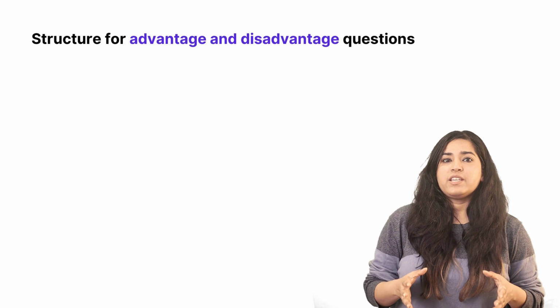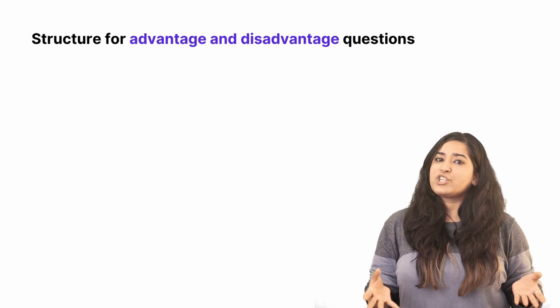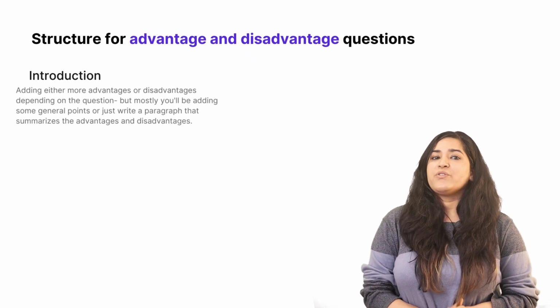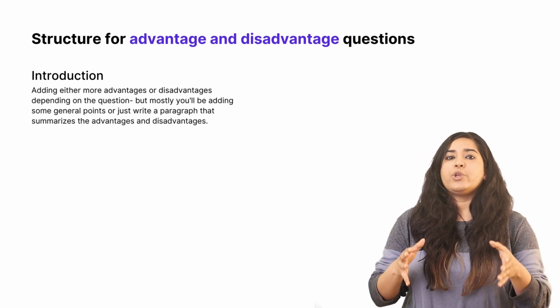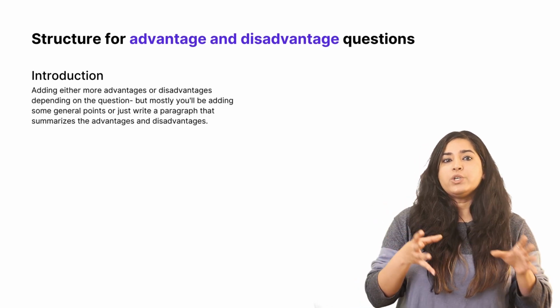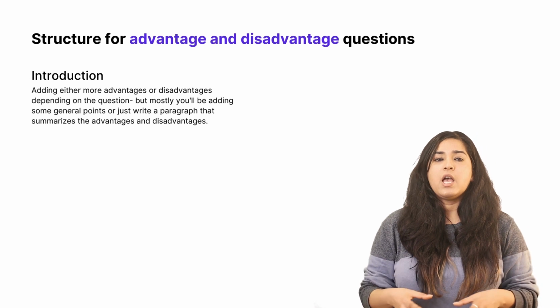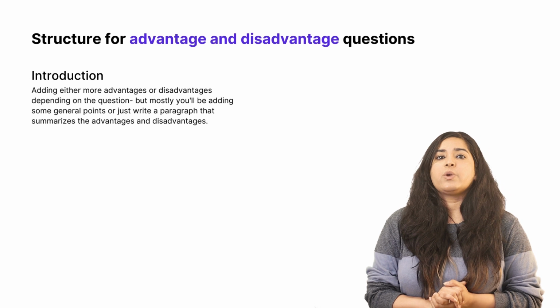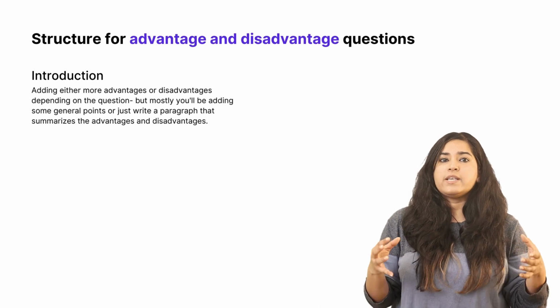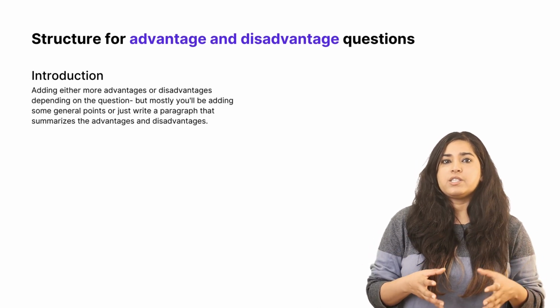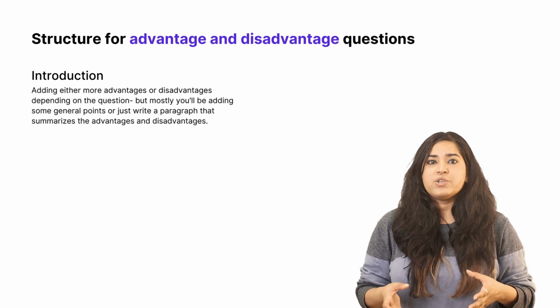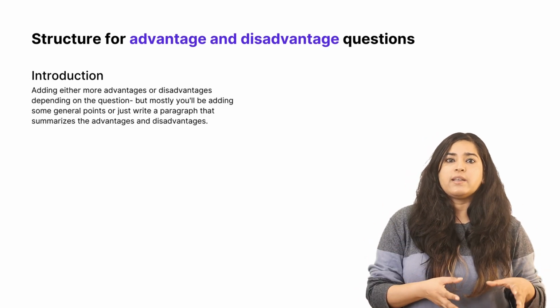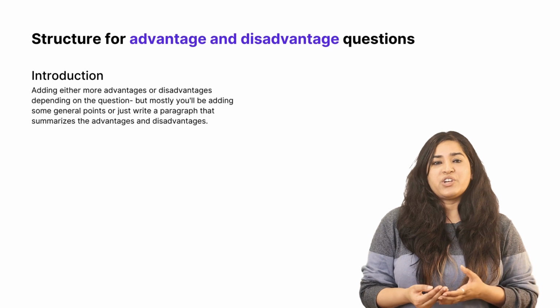Now, when it comes to advantage and disadvantage question types, the structure could be of this sort. First of all, the introduction, where you can either add more advantages or disadvantages depending on the question, but mostly you'll be adding some sort of general points. You could also just write a paragraph that summarizes the advantages and disadvantages. Depending on what the question asks you, you can arrange your points accordingly. Here's an example of how you can structure it.